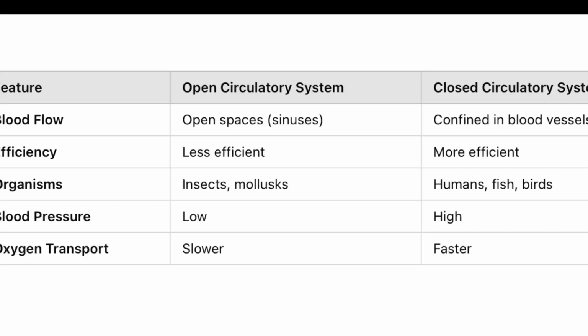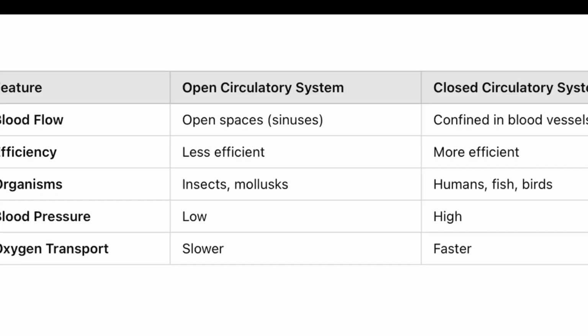Arthropods, for example insects, crustaceans and spiders, all belong to the phylum arthropoda and have an open circulatory system where blood, or the hemolymph, flows freely in body cavities instead of being confined in blood vessels. So this is the crux of the open circulatory system. What were the other options? Porifera, Nematoda and Annelida.